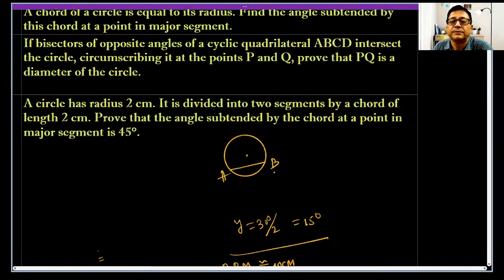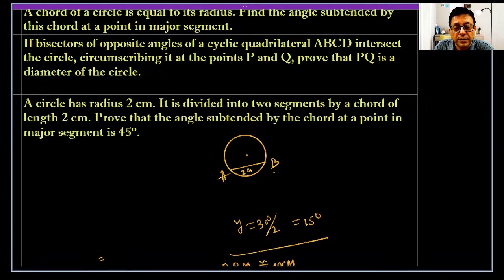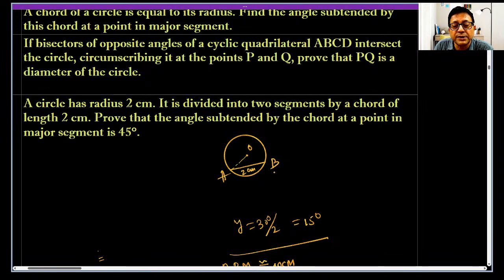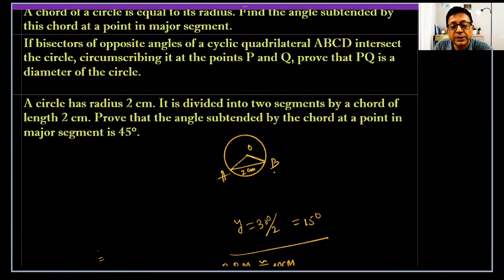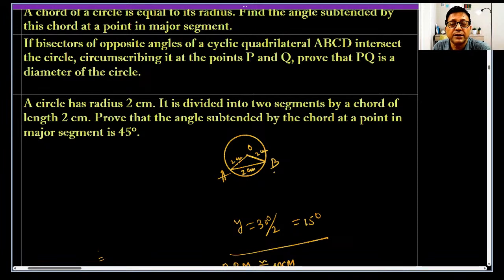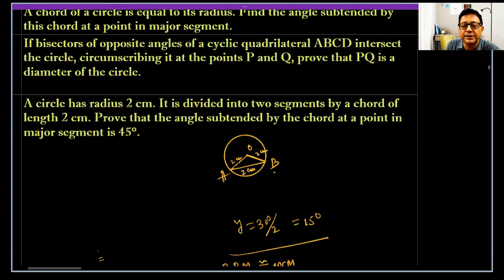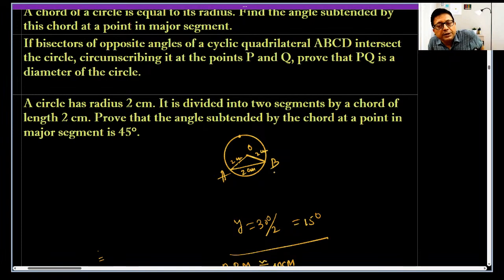This is AB. Okay. This chord has length 2 centimeter. Radius of the circle is also 2 centimeters. Okay. Radius is 2 centimeter, 2 centimeter. The chord of length 2 centimeter divides it into two parts. That is major and this is minor. Now, the angle subtended by the chord at a point in the major segment is 45 degree. But at which point? That is not mentioned.